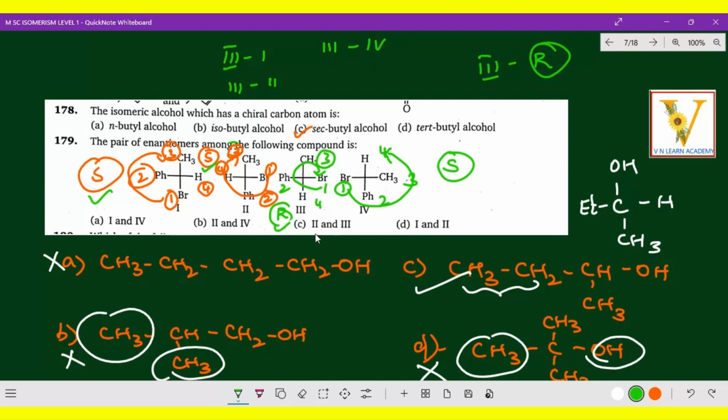So in that, the option which is correct is third and 2, that means 2 and 3. Yeah, option C is the correct option.